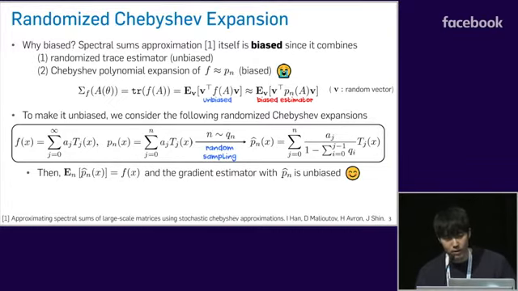It is easy to check that the randomized Chebyshev expansion is an unbiased estimator of function f, and this also makes the estimator of spectral sum and each gradient fully unbiased.